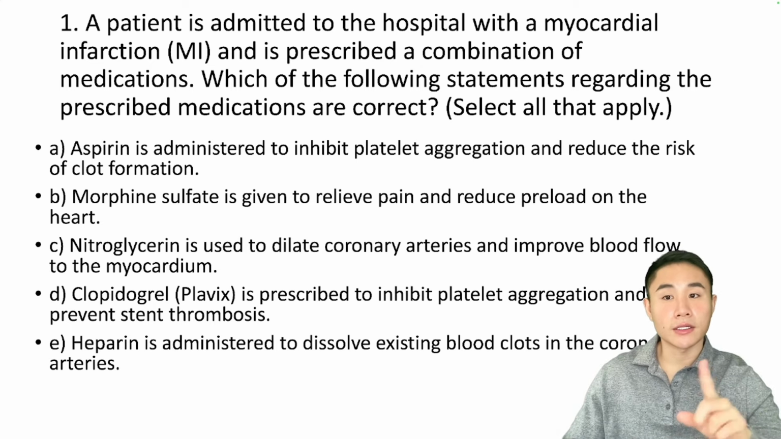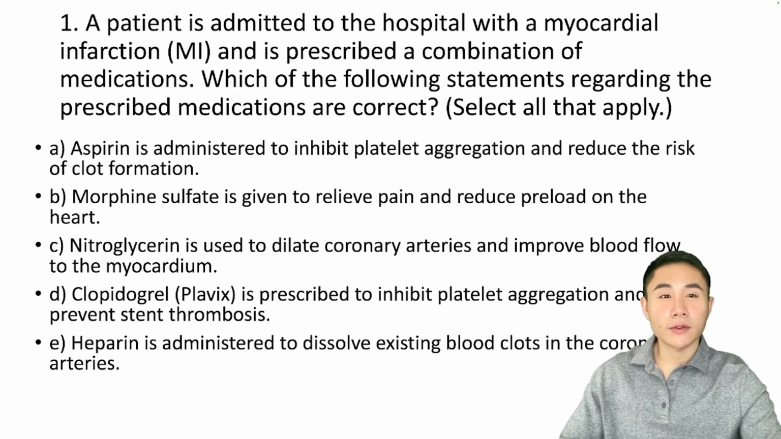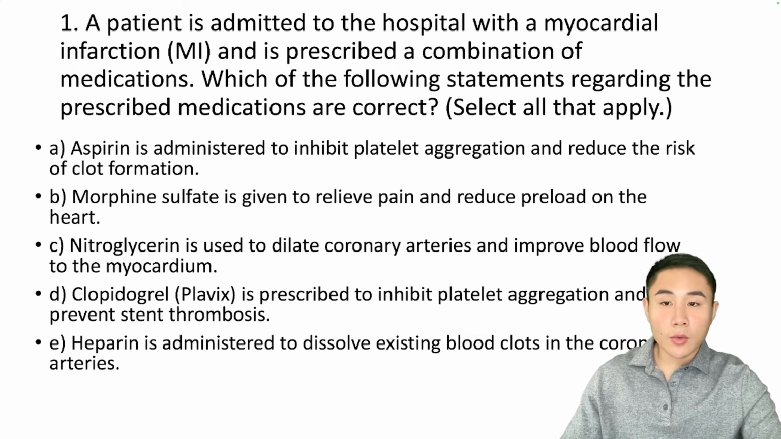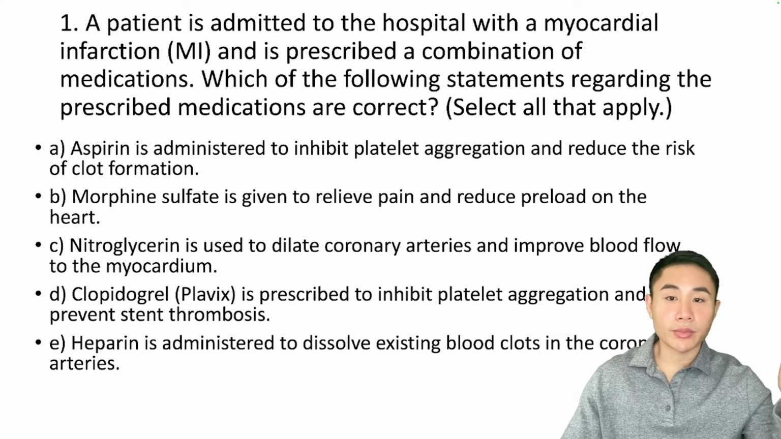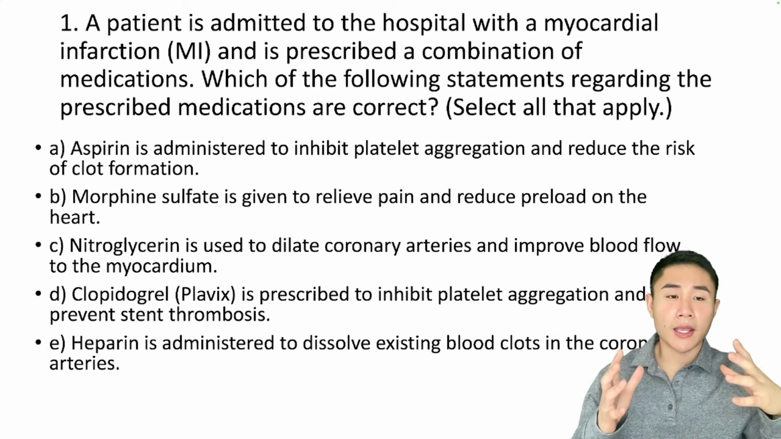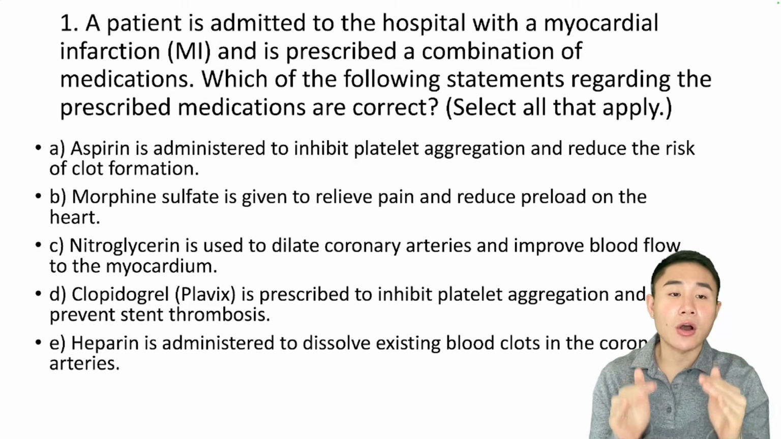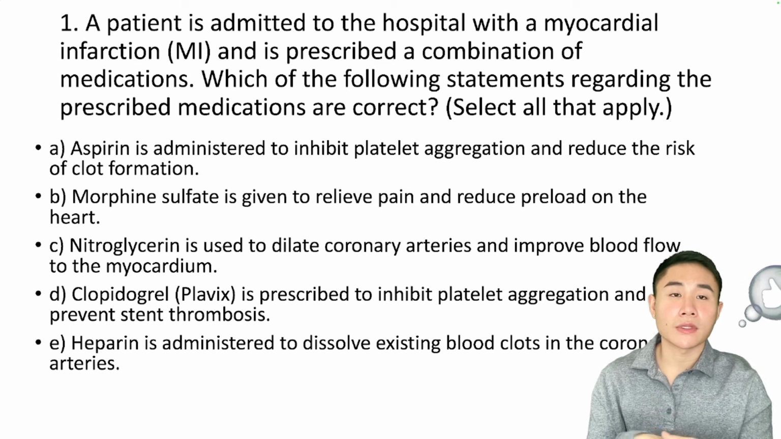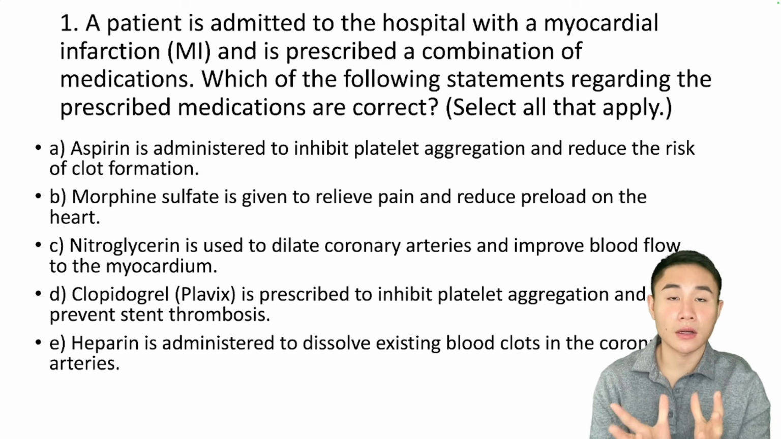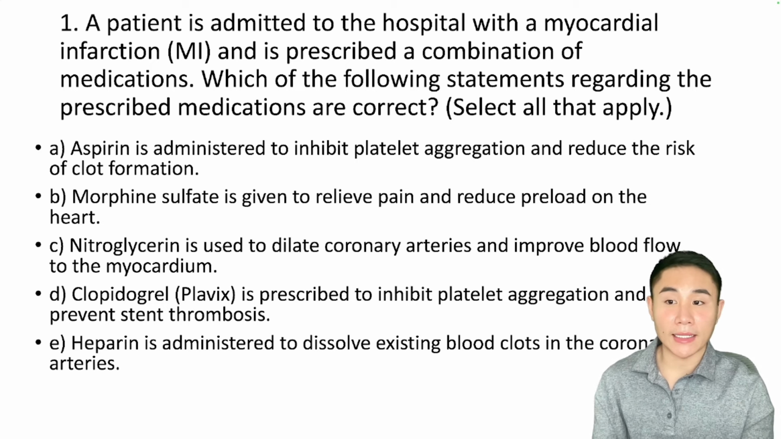So I would choose A in this case because they're asking which of the following statements regarding the prescribed medications are correct. Yes, aspirin is an anticoagulant and reduces clot formation. All right, move on to B. Morphine sulfate is given to relieve pain and reduce preload on the heart. Correct. Remember MONA, and morphine sulfate is a pain relief medication, and it will reduce the preload on the heart, meaning that it will help with the dilation of the veins that return the blood to the heart. Less preload, meaning less work for the heart, meaning less pain.